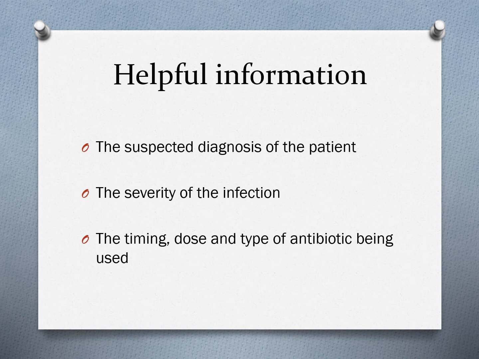As a microbiologist, there's some other helpful information that you could find to be important when dealing with blood culture bottles. For example, you might want to know the suspected diagnosis of the patient. You might want to know the severity of the infection. And then you definitely want to know the timing, dose, and type of antibiotic being used, because if you're trying to grow out an organism that's been affected by antibiotics, it may be a little gorked out and hard to work with. Metabolically, it might be a little inert.